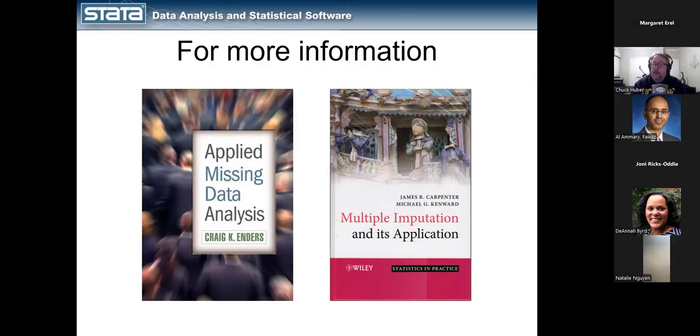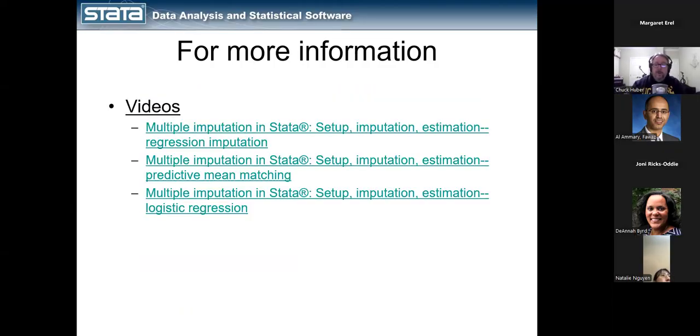And then the other one, Multiple Imputation and Its Applications, the one on the right, is by Carpenter and Kenward. I don't know Mike Kenward well, but my former student who did his master's thesis with me went on to do his PhD with Mike Kenward at, I think, University College London. He's somewhere in London. I forget exactly which university, but this book is also really, really good on multiple imputation.